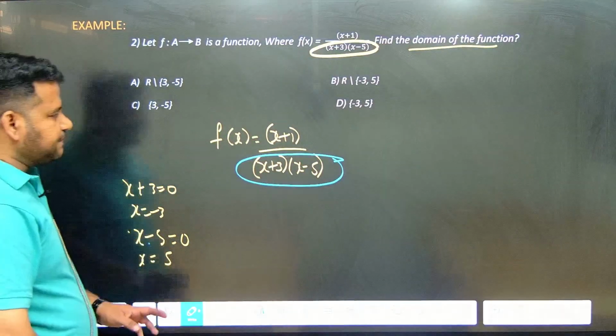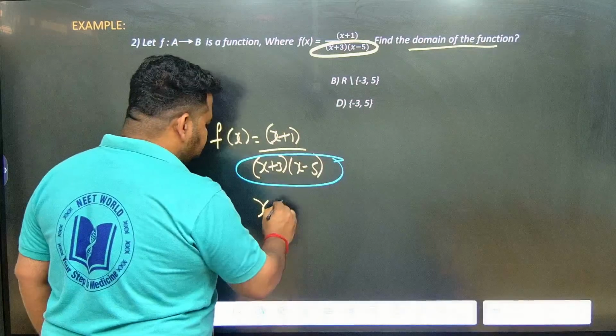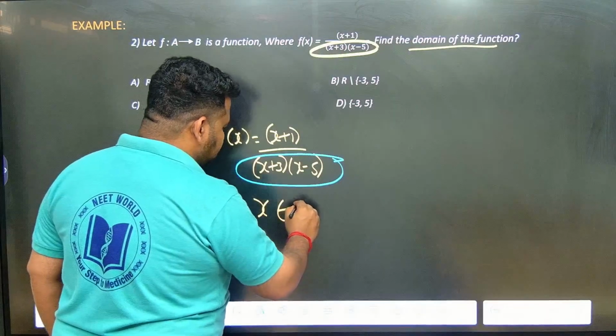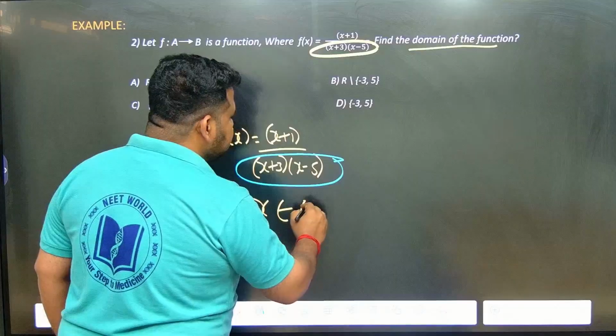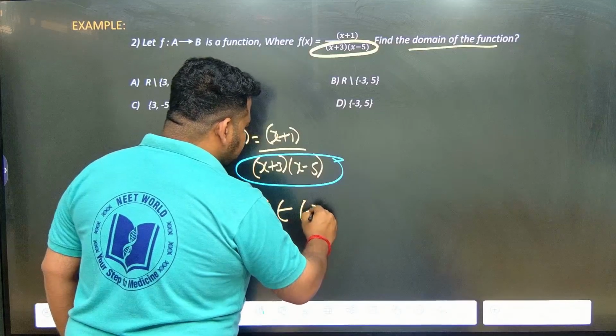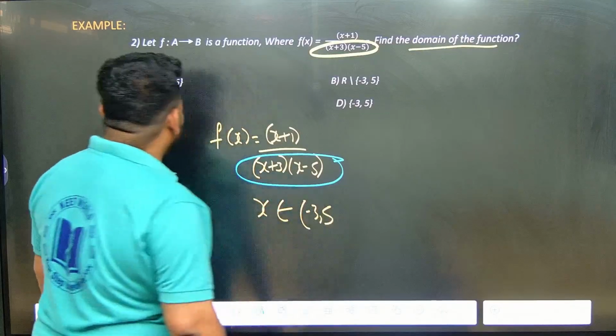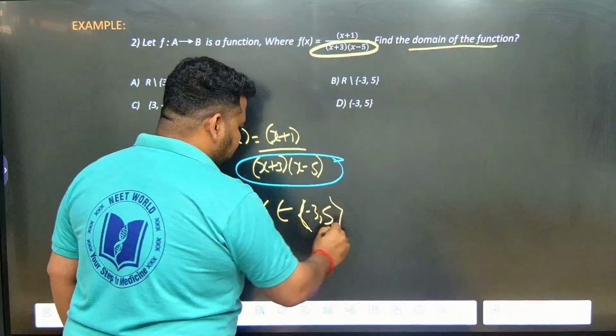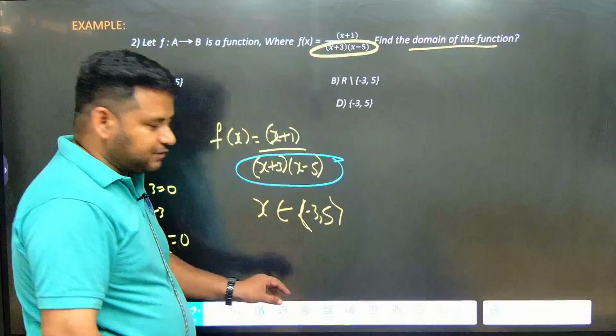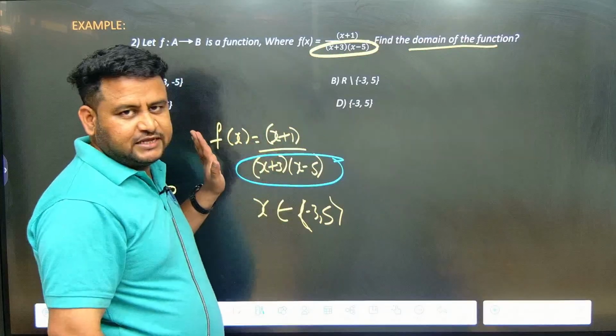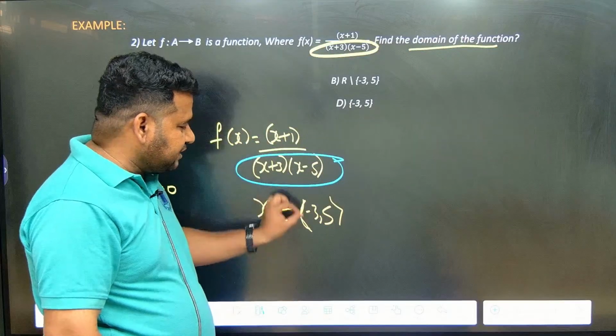So x should not belong to minus 3 and 5. That means x should not have the values minus 3 and 5, not just the range. Here we are not talking about the interval. We are saying this number should not be there. X should not take the value of minus 3 and 5.